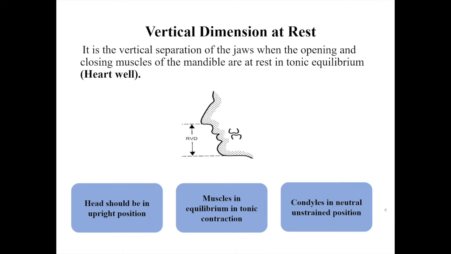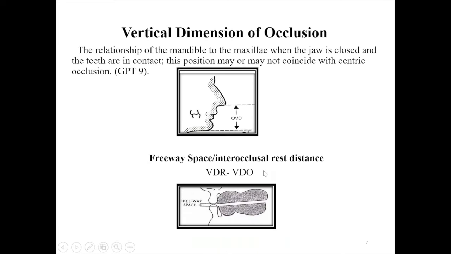Coming to the vertical dimension at rest, it is the mandibular position that is assumed when the head is in the upright position and the muscles, that is the elevator and depressor muscles, are in tonic equilibrium and the condyles are in the unstrained position. Coming to the vertical dimension of occlusion, it is the relationship of the mandible to the maxilla when the jaw is closed and the teeth are in contact. This position may or may not coincide with the centric occlusion.